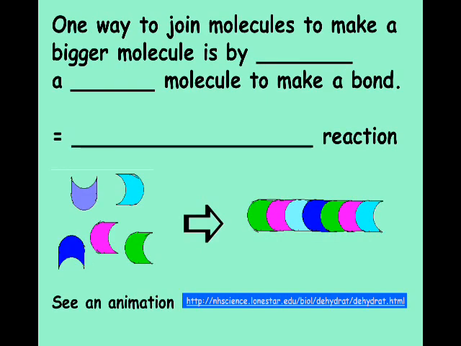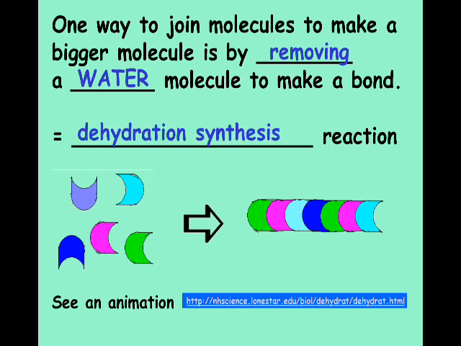metabolism. One way molecules can join to make a bigger molecule is by removing a water molecule to make a bond. And because we're removing water, we're going to use a word to call this reaction. Think about what the name means. Dehydrate. When you dehydrate, you lose water. Synthesis means to make something. So we're going to make a bigger molecule by joining these smaller pieces together and pulling out a water molecule to make the bond.